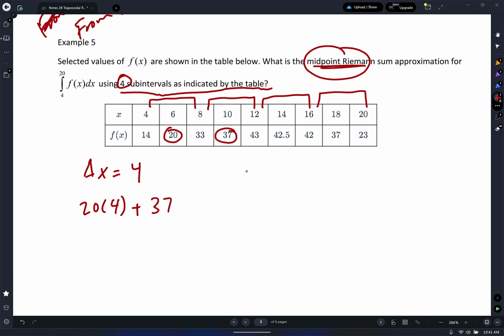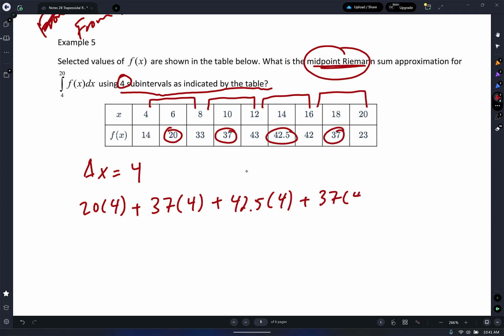So 37, and I'm going to multiply that by what? 4. Good job. Not 10. Be careful. By 4. The difference between 12 and 8. There's the delta x's. Plus, what's the next one? 42.5 times 4 plus, what's the next one?